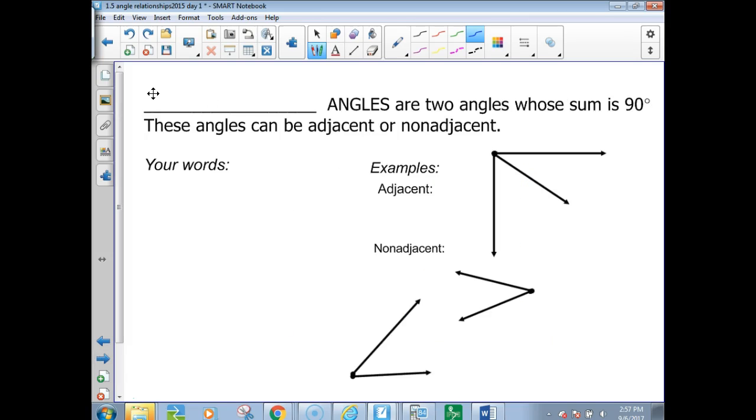All right, next one is called complementary angles. Complementary angles are two angles whose sum is 90. These angles could be adjacent or they could be non-adjacent, meaning not right next to each other. Your words, usually kids will say, two angles that add to 90. My pen stopped.